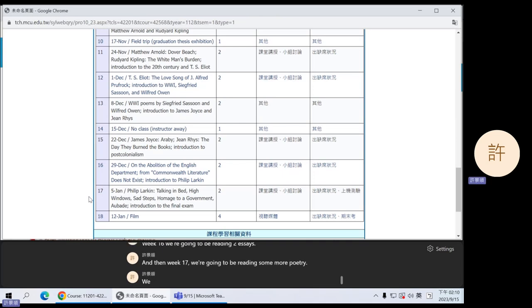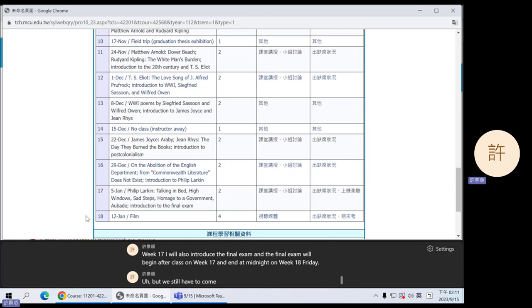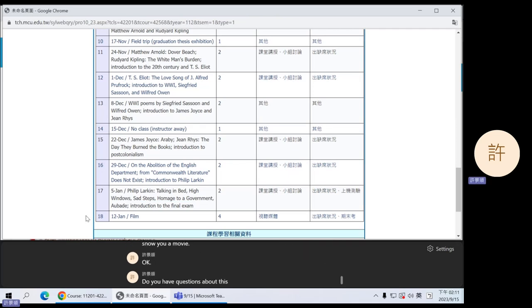Week 17, I will also introduce the final exam, and the final exam will begin after class on week 17 and end at midnight on week 18, Friday. But we still have to come to class on week 18, so I'm just going to show you a movie. Okay, do you have questions about the schedule?